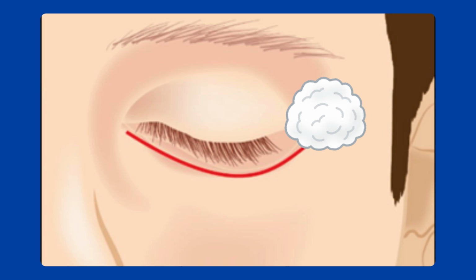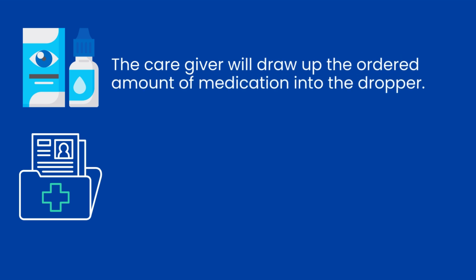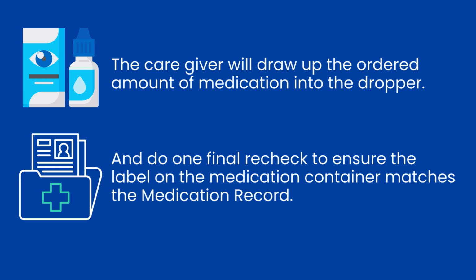If drops or ointment are to be instilled into both eyes, the caregiver will use a clean cotton ball for each eye. The caregiver will draw up the ordered amount of medication into the dropper and do one final recheck to ensure the label on the medication container matches the medication record.